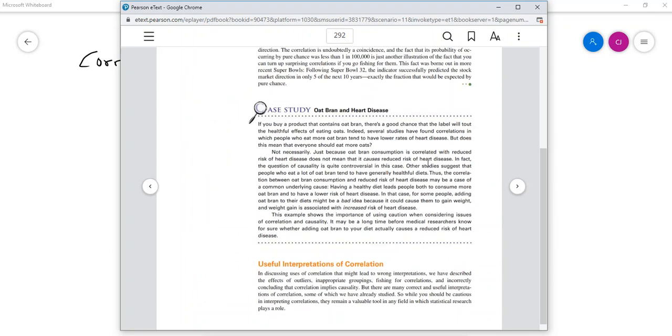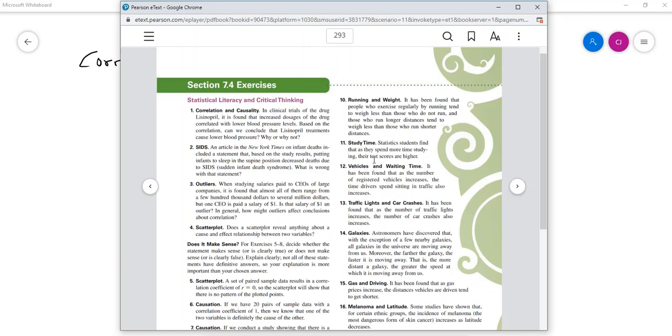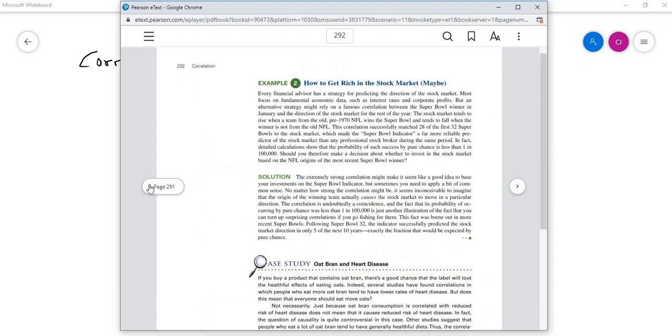They talk about a study, and we'll get into that more in the next chapter. But that kind of finishes up 7.3 and 7.4. In this video, I want to stop there because the computations, using the calculator and all that, are going to be more appropriate when we get into chapter 8, and that's going to be on the next video.